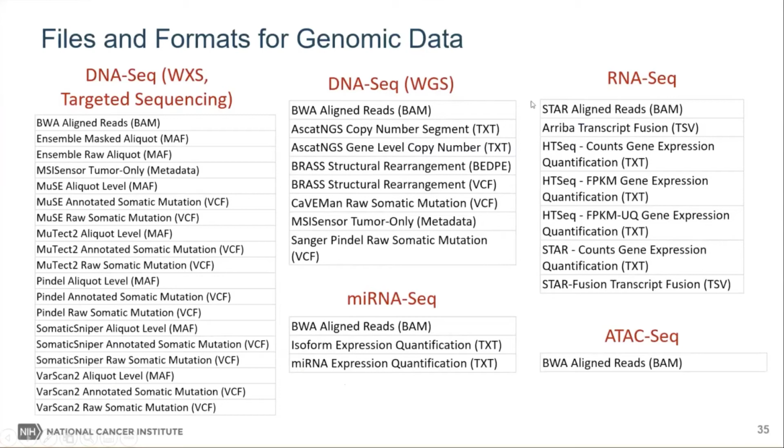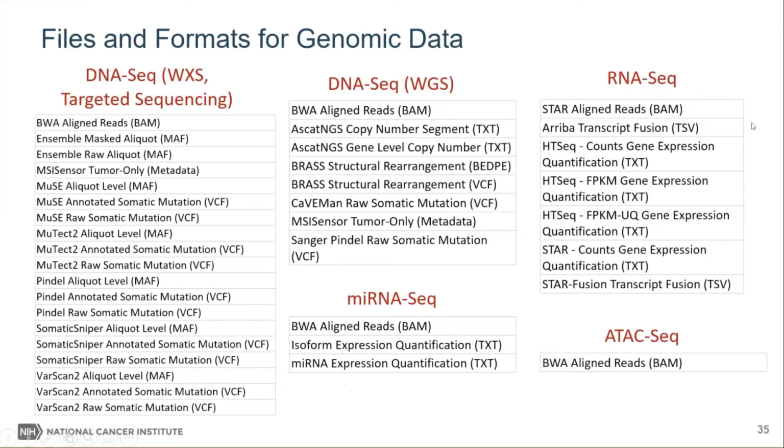For the RNA-seq experimental strategy, STAR-aligned BAM files are available. Transcriptome-aligned, genome-aligned, and aligned chimeric BAMs are available. So there are 3 different kinds of BAM files available for RNA-seq.